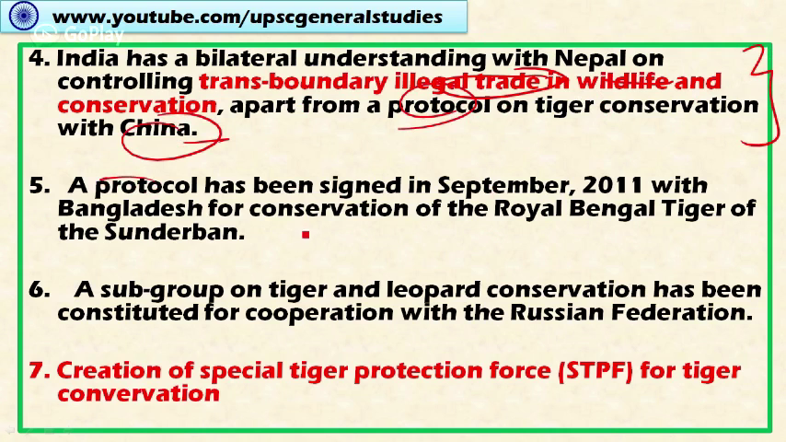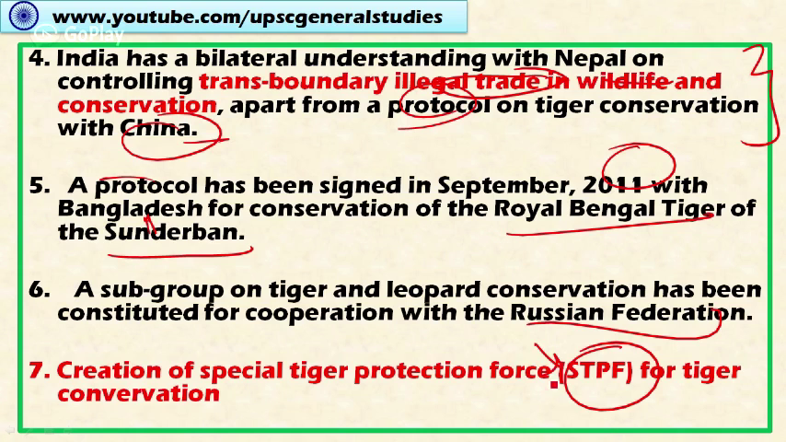A protocol was also signed with the Bangladesh government in September 2011 for the conservation of Royal Bengal tiger of the Sundarban, so that we share the Sundarban area with Bangladesh. And we have an agreement with the Russian Federation. A subgroup on tiger and leopard conservation has been constituted for cooperation with the Russian Federation. And for protection of the tigers within the tiger reserves, the new Special Tiger Protection Force is a force which prevents tiger poaching in the tiger reserves, for tiger conservation.